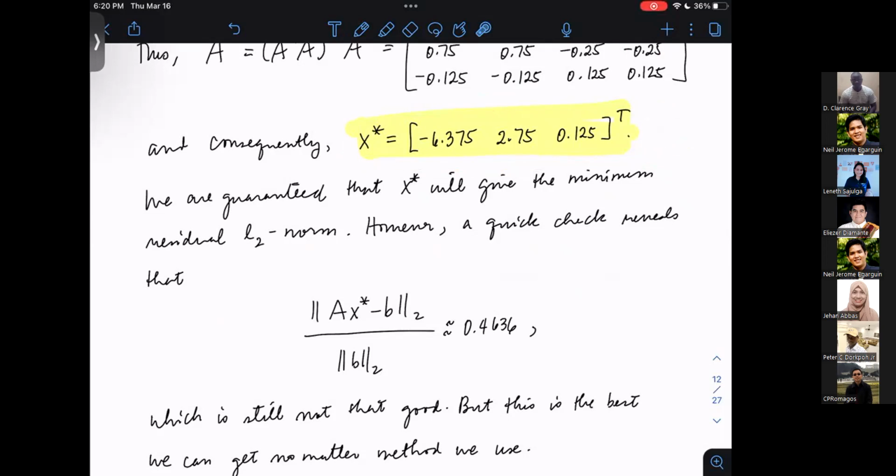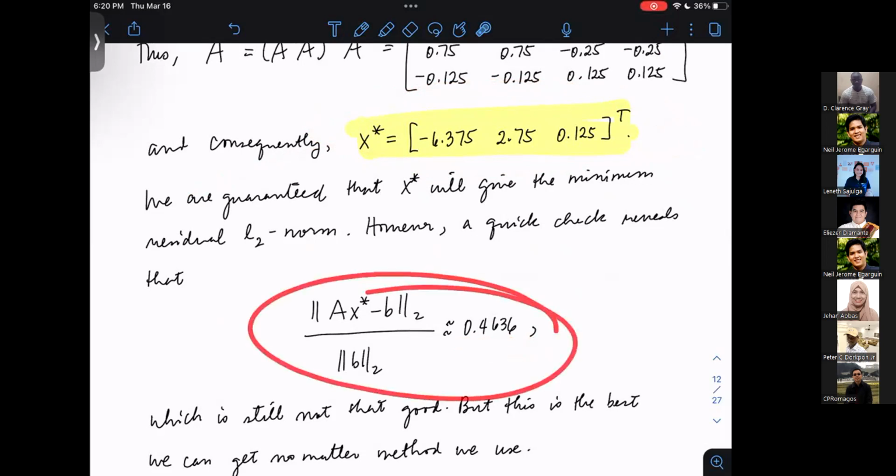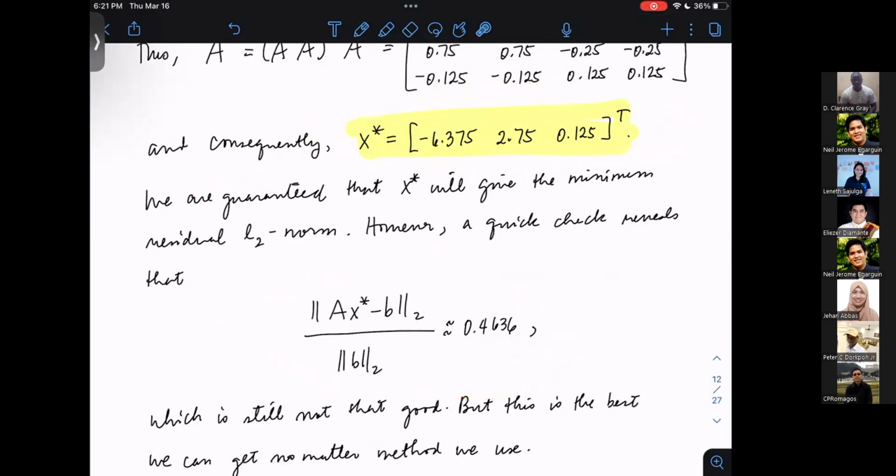Now, which one is better? We should expect that this will give us a better solution, or a solution that will give us a smaller residual, right? And indeed, if you repeat all the calculations we did above for the relative error, but using this X star, we will get 0.4636, which is still not that good because you can interpret it by saying that the residual is around 46% of my target vector, which is nowhere good, right?